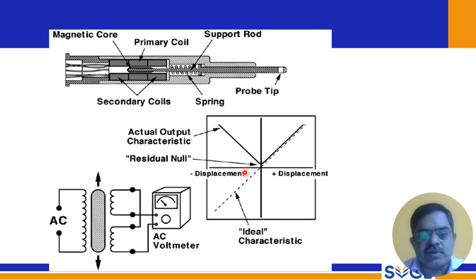So this is the negative side of displacement and the positive side of displacement, and this is a simple circuit diagram. AC is given to the primary coil and this is the secondary coil. So input voltage is given here, and output is taken and measured through a voltmeter. So this is the simple construction of LVDT, and I will show you the cross sectional color diagram.